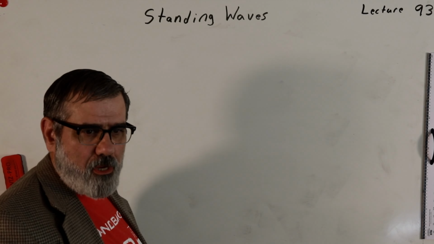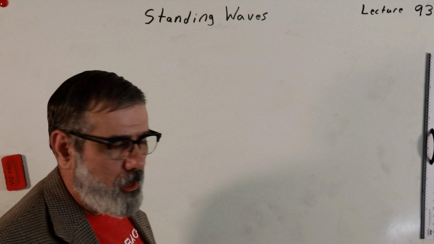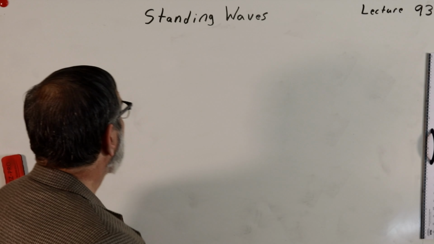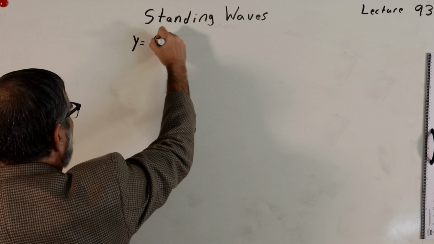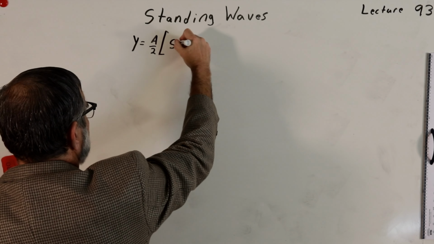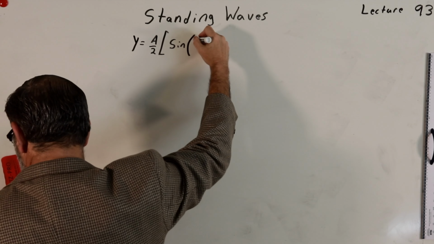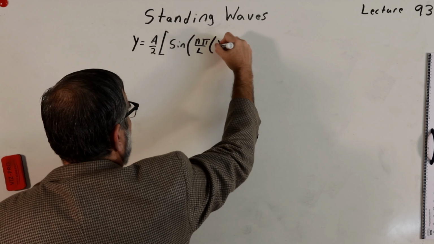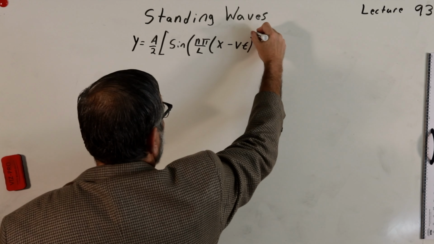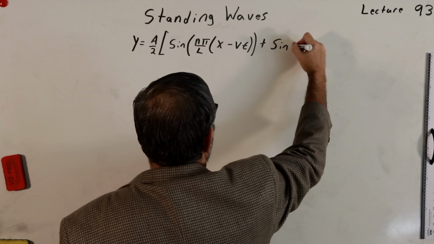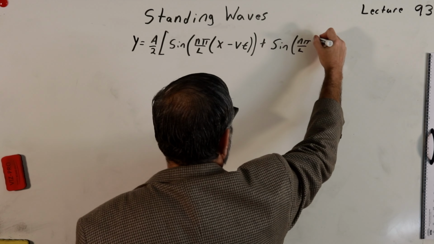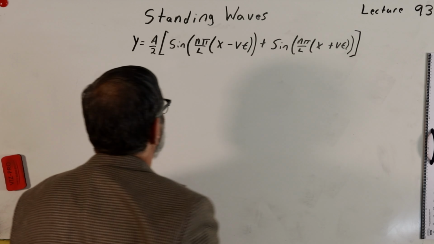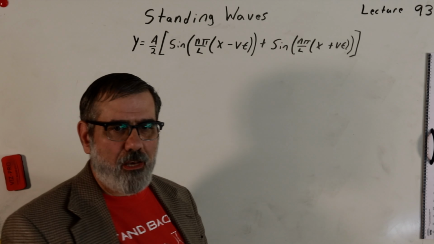So let me just rewrite the equation we started with, the sum of the two sine waves, but introduce this constraint for the wave vector, wave number. It would look like y equals A over 2 times the sine of n pi over L times (x minus vt) plus the sine of n pi over L times (x plus vt). And so that is the general wave equation for a standing wave.